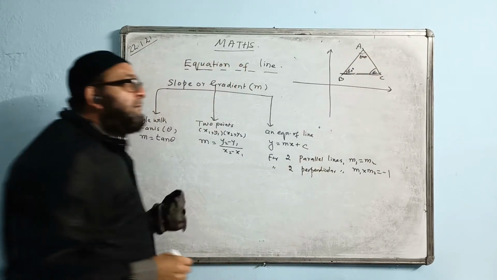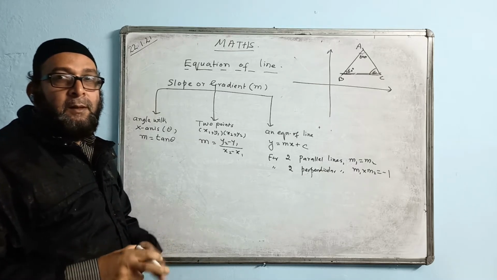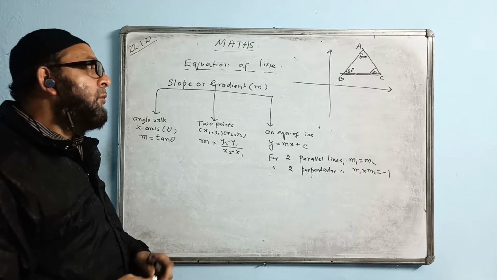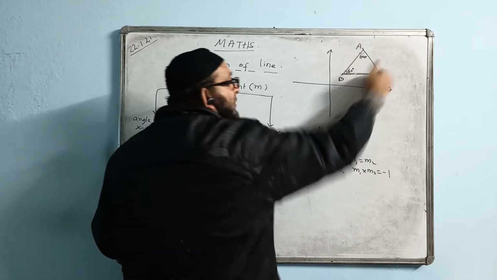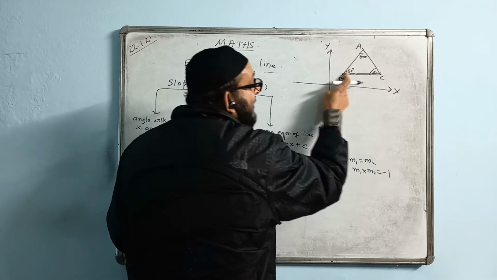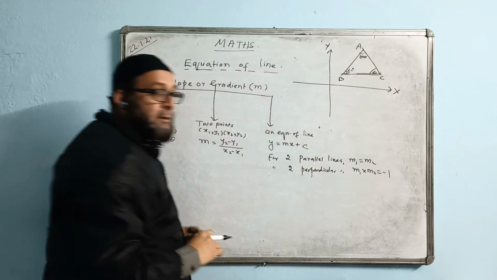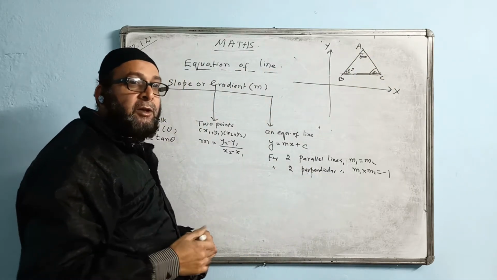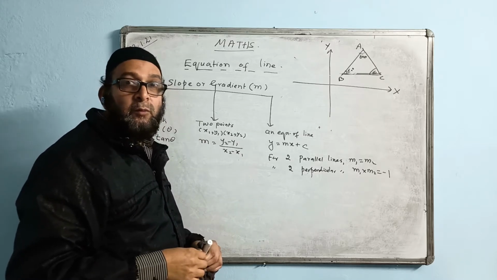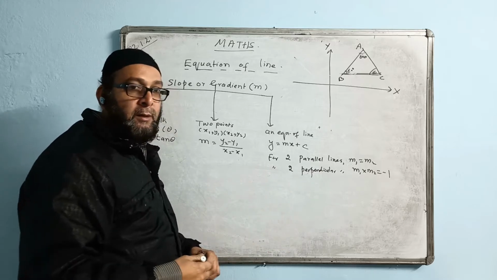What is the slope of line BC? No. BC is a line parallel to the x-axis. What angle does this line make with the x-axis? Parallel to this line. How much is the angle? 0 degrees. Tan 0 degrees is 0. So the slope of the line BC is 0. BC is the line parallel to the x-axis. There is no slope only.